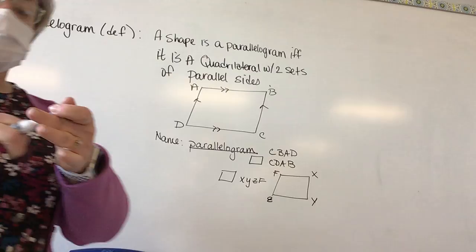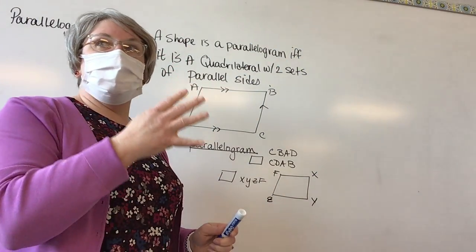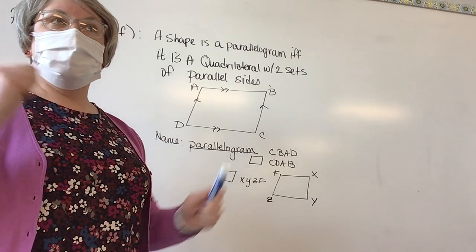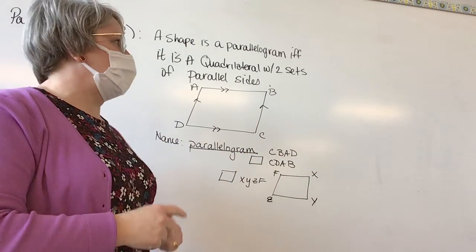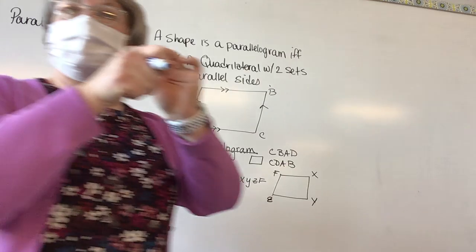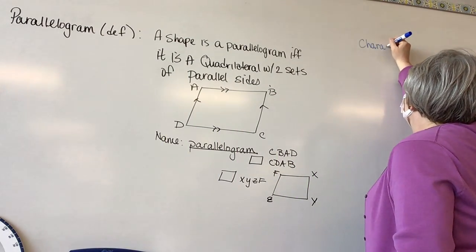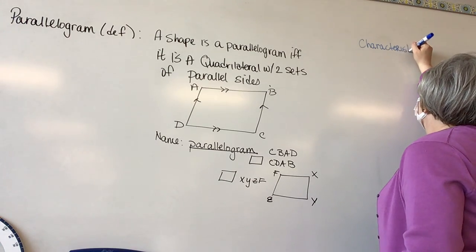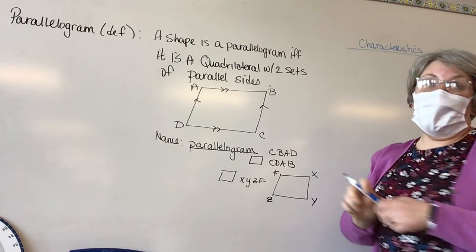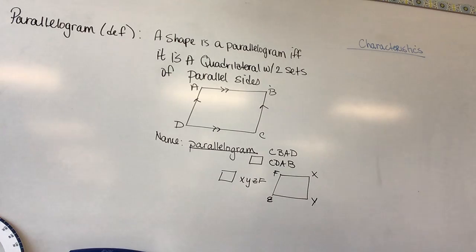What's his definition? He's a quadrilateral, four sides with two sets of parallel sides. Okay, so now he's got some characteristics. Sound good? He has the most.